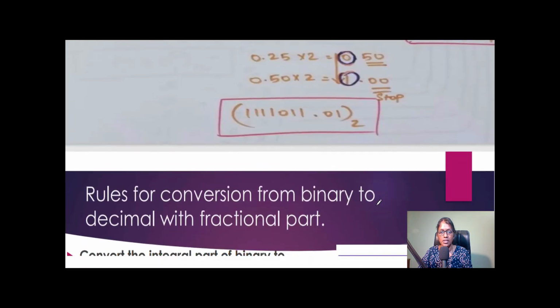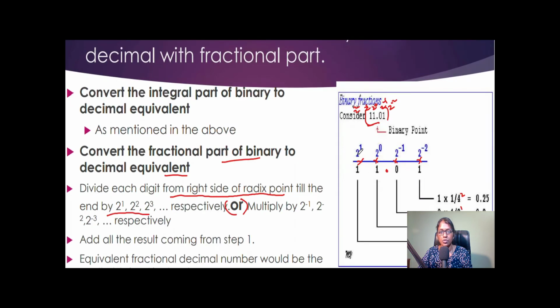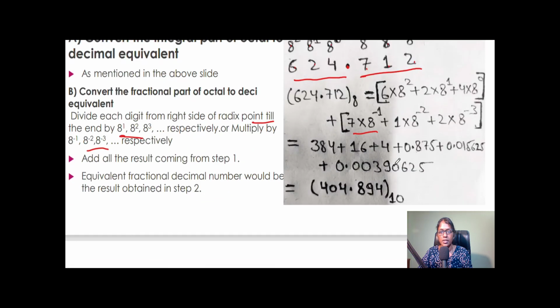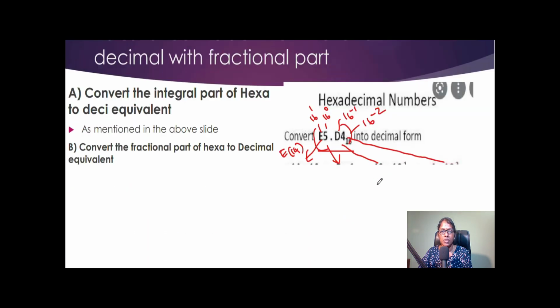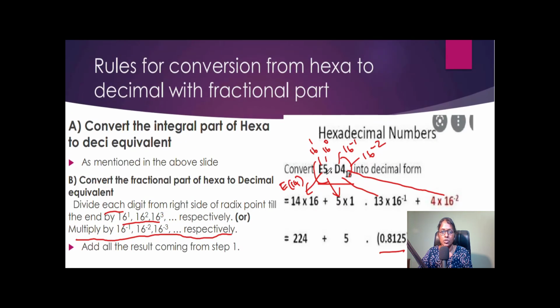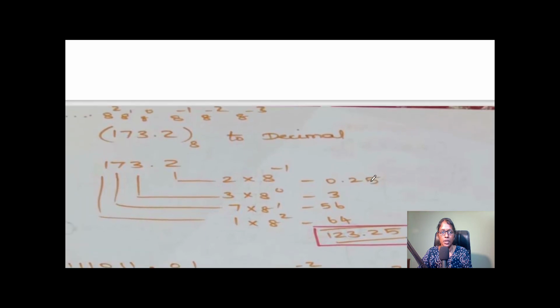Okay, three things will be the same. See, the rules for converting binary to decimal: 2 to the power 0, 2 to the power 1, and here -1, -2 after the decimal. For octal, 8 to the power of 0, 8 to the power 1, 8 to the power 2. After the decimal, you have to multiply that digit with the base of this number, power -1, -2, -3. And similarly for hexadecimal, here 16 power 0, 16 power 1, 16 to the -1 and 16 to the power of -2. In the same way, you can also calculate this.